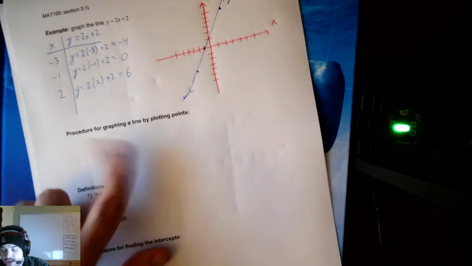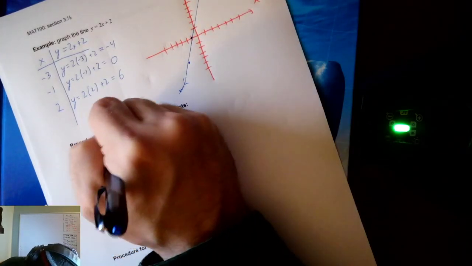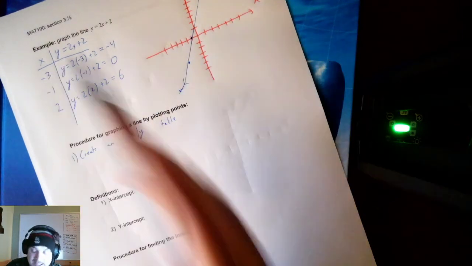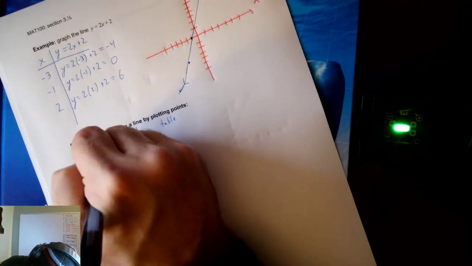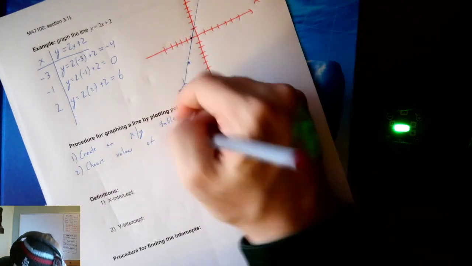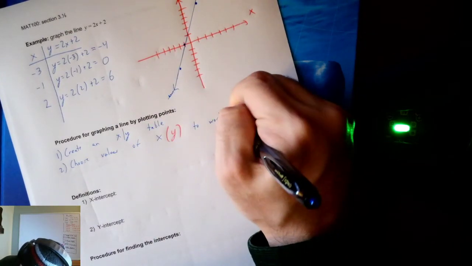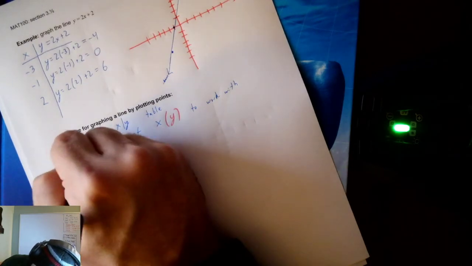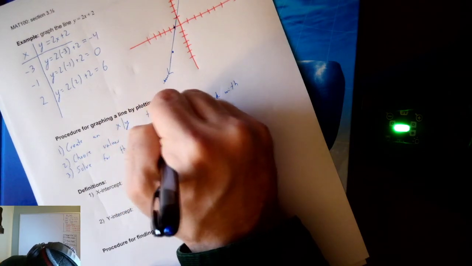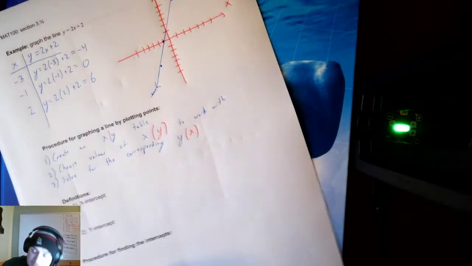Now, let's talk about the procedure for graphing a line by plotting points. The first step is create an x, y table. We make this x, y table, right? Step 2, we choose values of x, and I'm going to put in parentheses or y, to work with. Step 3, we solve for the corresponding y, and in parentheses I'm going to put x, values.